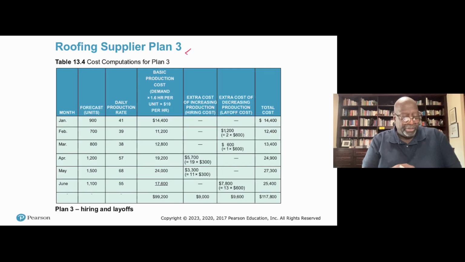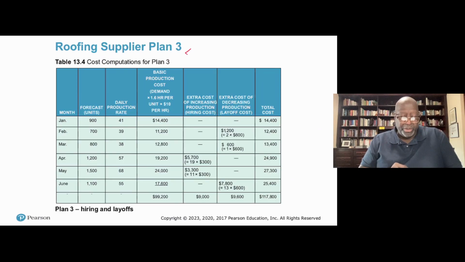But we have 900 units. The daily production rate in this case is 41. Then we have 700 units. Daily production rate is 39. 800 units is 38, and so on. So we're using different production rates. All right. Oh, so basically the production rate, I believe, is simply matching the demand. So you're producing to meet the demand. So it's kind of like a chase strategy.